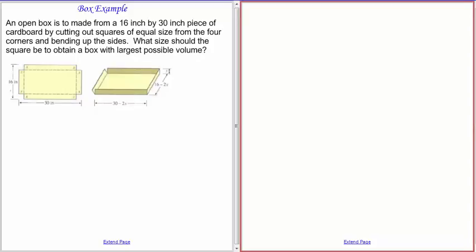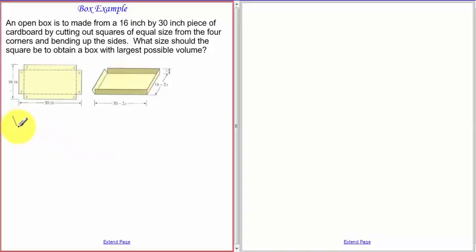Today we're going to be talking about an optimization problem where we have a box. An open box is to be made from a 16-inch by 30-inch piece of cardboard by cutting out squares of equal sides from the four corners and bending up the sides. What size should the square be to obtain a box with a maximum volume? So let's write an equation for volume. Volume is length times width times height.